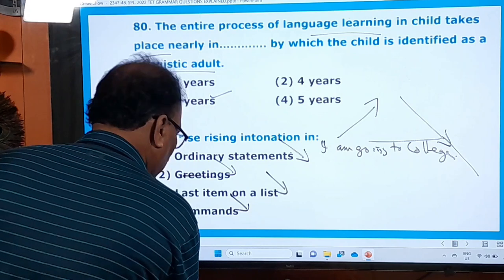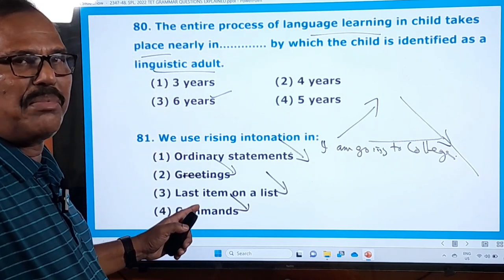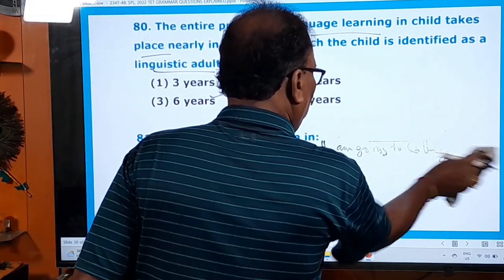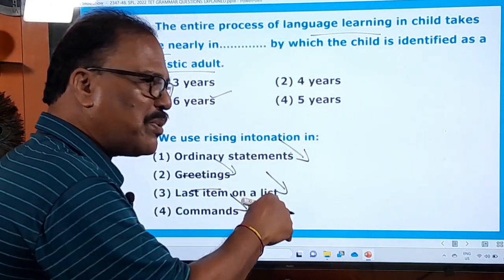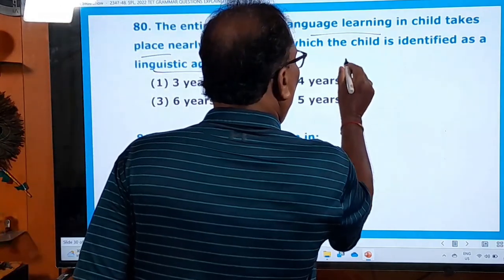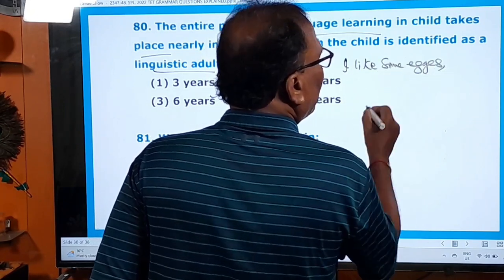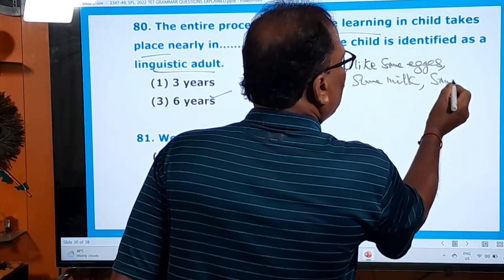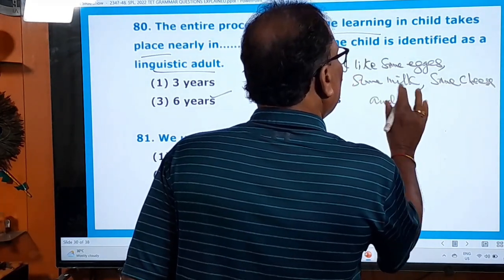But I'm a little bit doubtful about the answer as far as this question is concerned, so you must excuse me, because I cannot give you the correct answer for this. Because on the items mentioned in the list, you will have a rising intonation. For example, you say, I like some eggs, some milk, some cheese, and some bread.